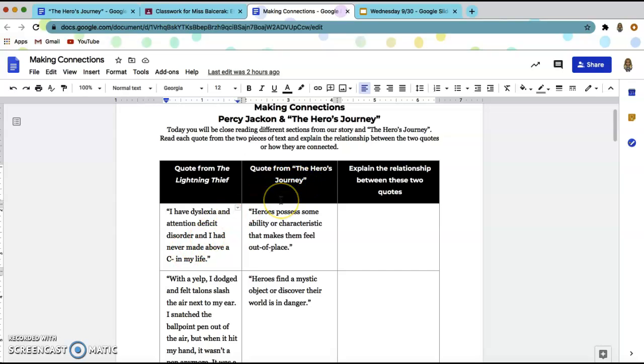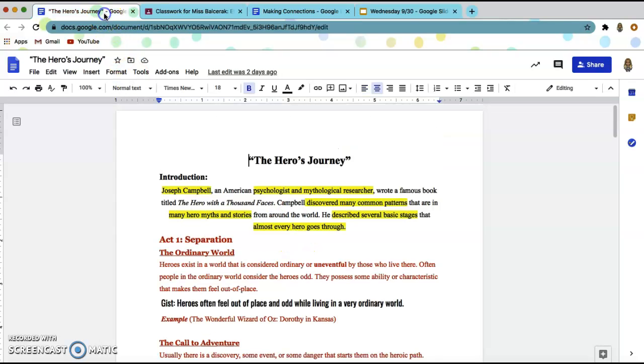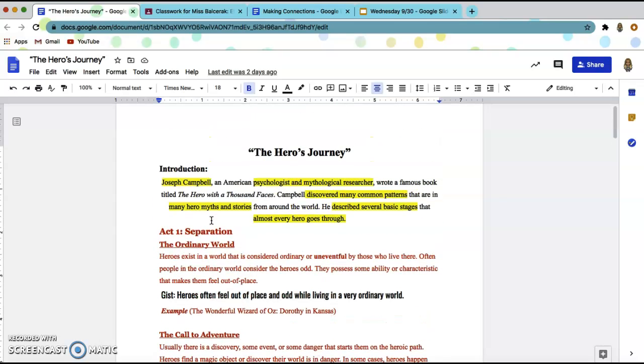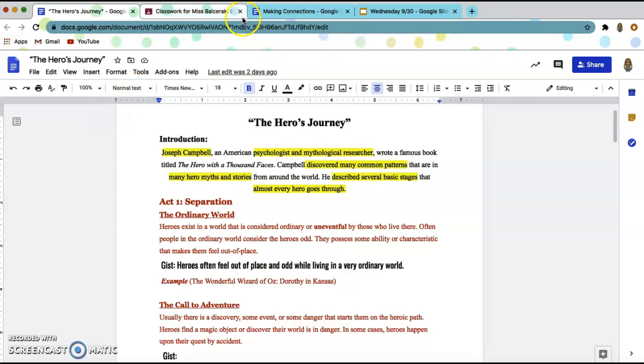Now we're going to read the quote from the hero's journey. "Heroes possess some ability or characteristic that makes them feel out of place." In the hero's journey, this was in Act 1, the separation. They possess some ability or characteristic that makes them feel out of place. Remember, this piece of text was telling us different things that a hero might have about themselves or go through. This very first one was talking about them feeling different, feeling out of place in the ordinary world.